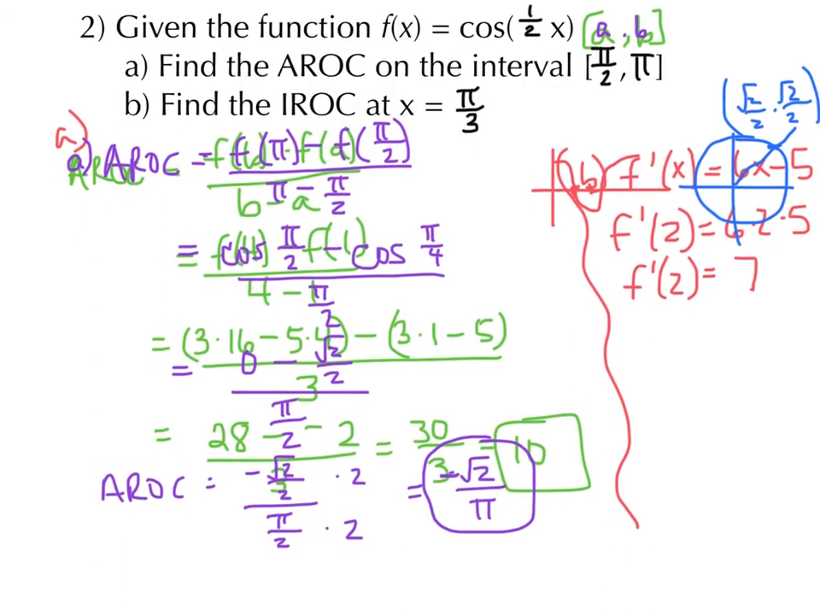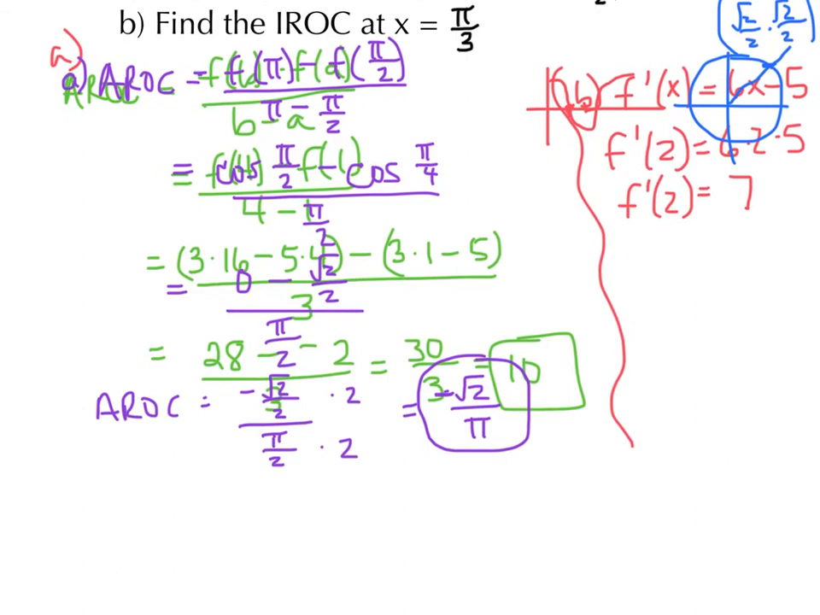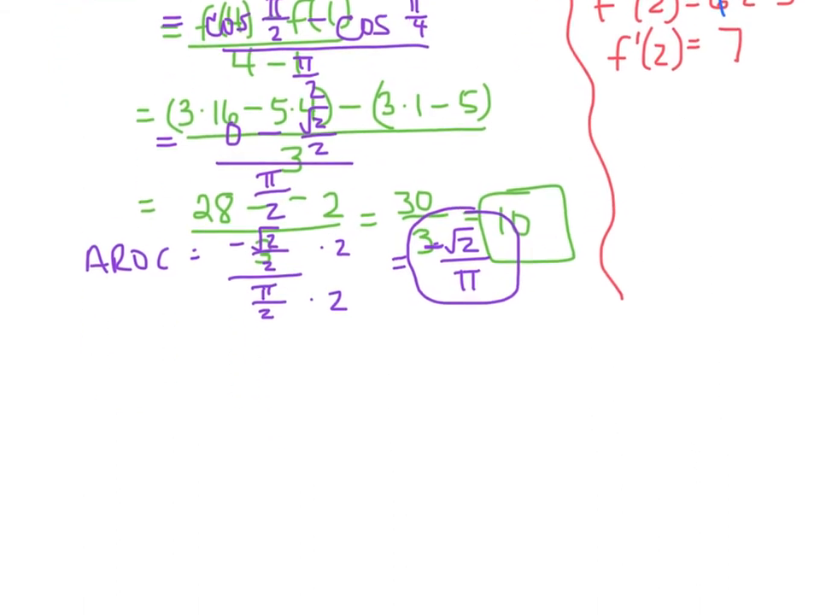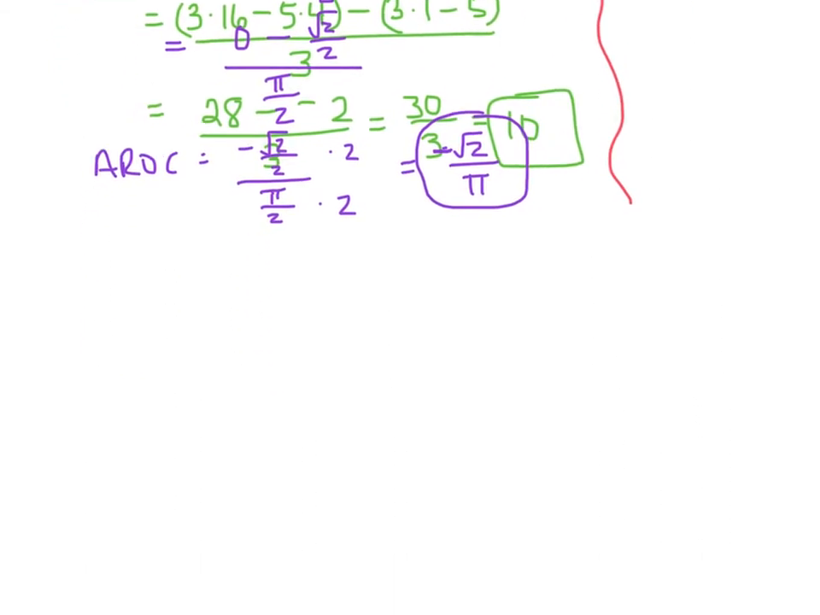Okay, the second part of this asks me to find the instantaneous rate of change at pi over 3. So I'm just going to rewrite my function. It was f of x is equal to cosine of half x. All right, so instantaneous rate of change, remember, is just the derivative of that function at that intended x value, which the x value here was pi over 3.